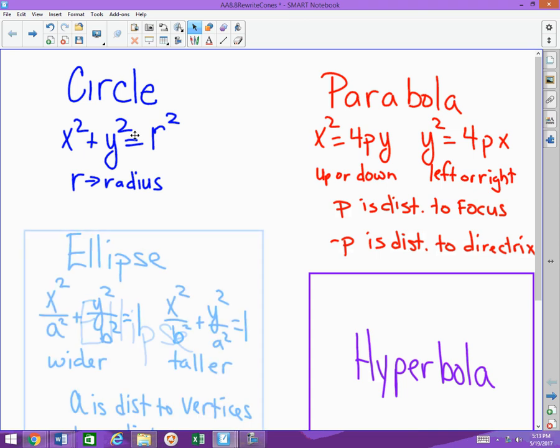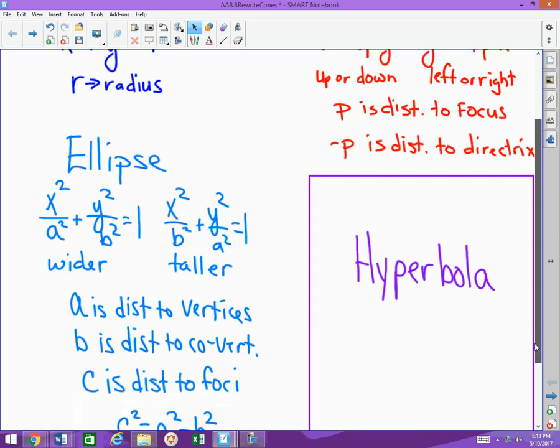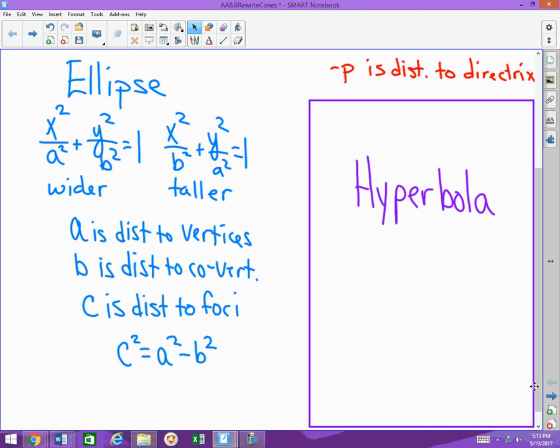Then there was an ellipse, and in an ellipse, you have either x squared over a squared plus y squared over b squared equals 1, or x squared over b squared plus y squared over a squared equals 1. A is the distance to the vertices, B is the distance to the covertices, and C is the distance to the focus points, or foci. And to find the value of C, you had to take a squared and subtract b squared. Now, how did you know which one was A and which one was B? Well, A was the bigger value between the two things that are underneath the x and y.